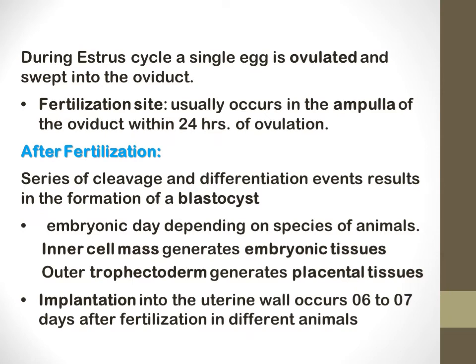The inner cell mass generates the embryonic tissues, and the outer trophectoderm generates the placental tissues. The implantation into the uterine wall occurs at 6 to 7 days after the fertilization. It also depends on the species variation I previously told you.